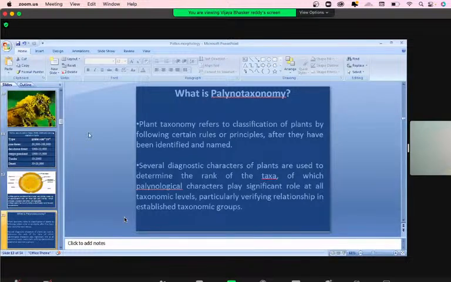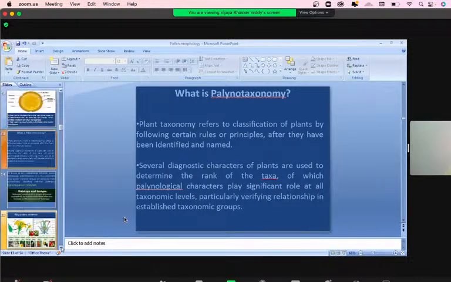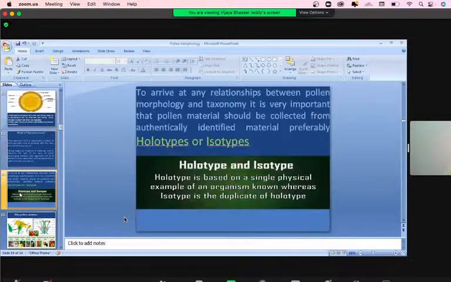And plant taxonomy has also become a very important tool in the APG, Angiosperm Phylogeny Group, classification. So here, why study the morphology? We have seen that because morphological variations are there, these morphological variations can be used to identify the plants or segregate the plants.